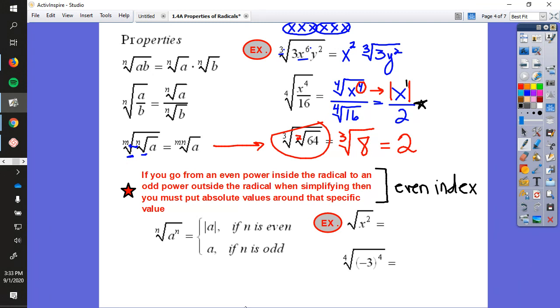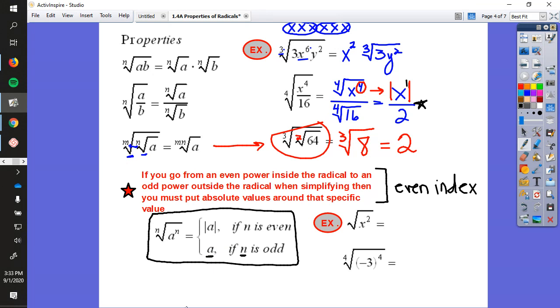So this is sort of your formal definition here, not something that you're going to need to regurgitate. But what it's saying is this: if the n is odd, if the index is odd, then our answer is just, we don't need to worry about what our answer is going to be.